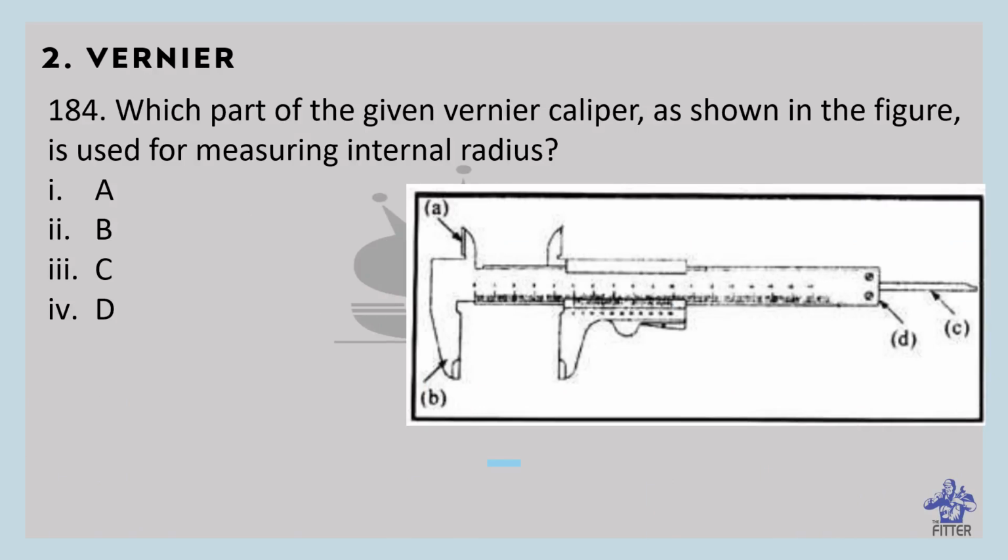Which part of the given vernier caliper, as shown in the figure, is used for measuring internal radius? So these two are used for measuring internal radius. These two are called inside jaws. And option B, these two are outside jaws. So the object will be placed like this, and will measure the inside diameter, like rings. Option A is the right answer.